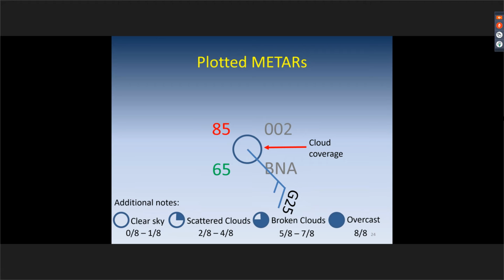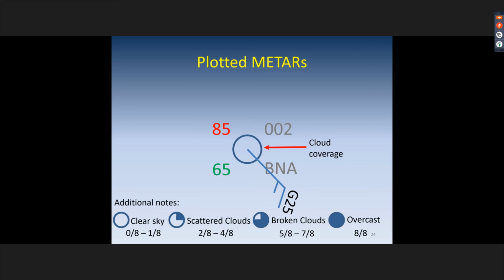And that's 0 to 1/8 octets of cloud cover. If you have just a quarter of the circle filled in, that's scattered, or SCT, and that's 2, 3, or 4/8. And then if 3/4 of the circle is filled in, that means it's broken, or BRK, and 5, 6, or 7/8 of cloud coverage. And if it's filled all the way in, that's overcast, and that's 8 out of 8 octets.